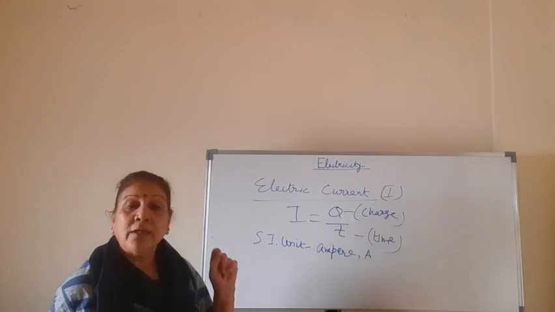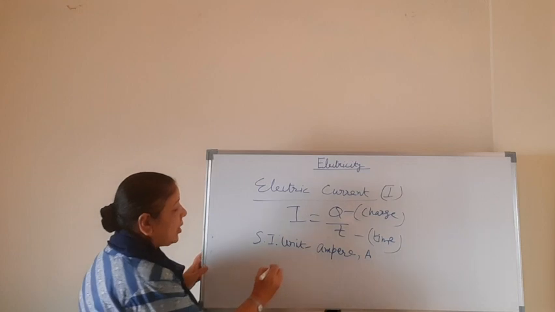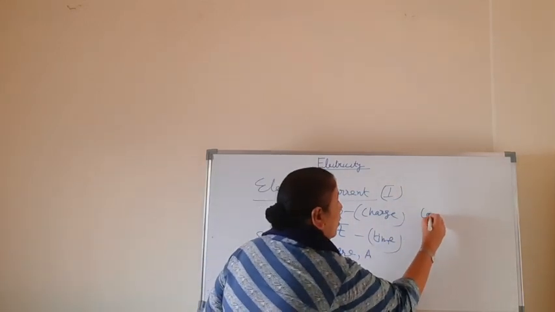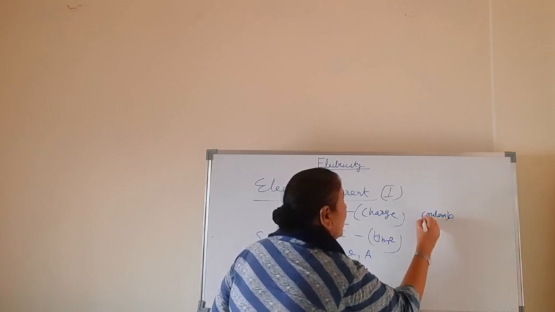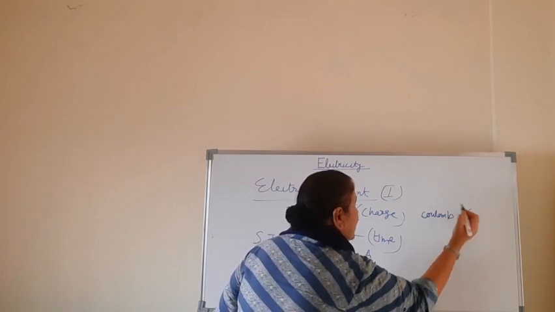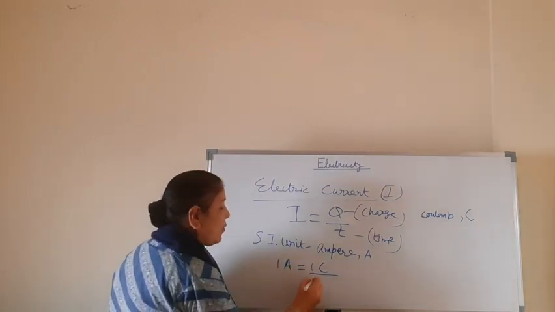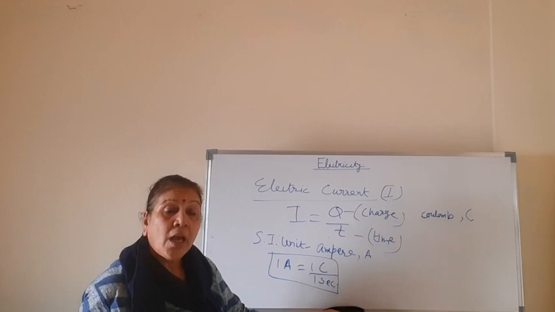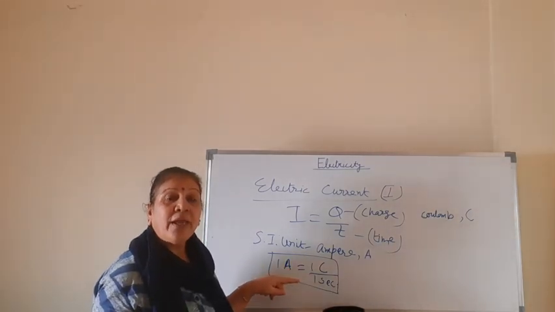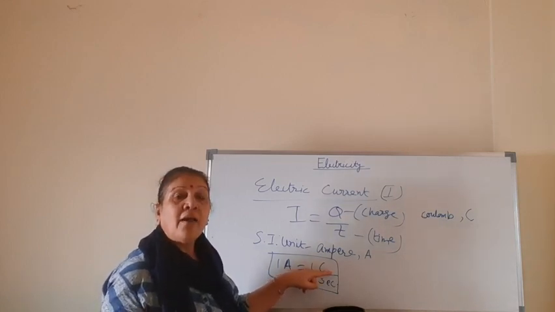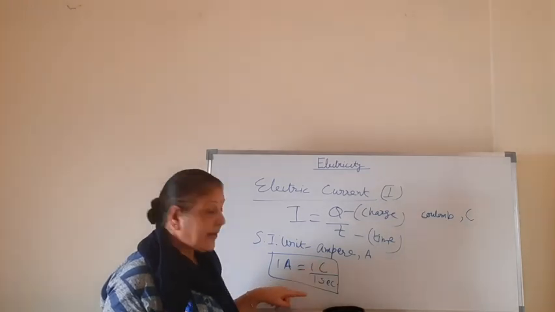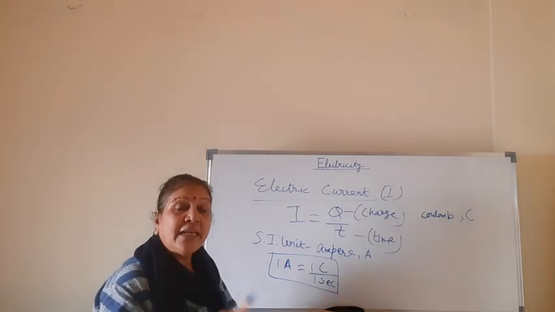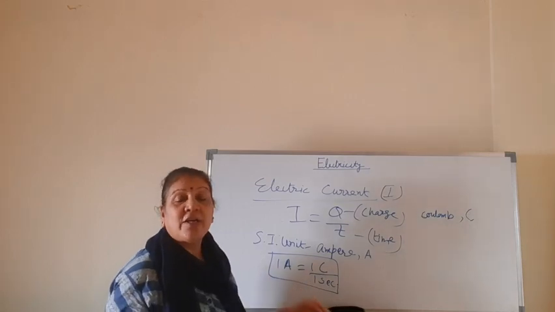I can also give you the unit definition of ampere. For 1 ampere, instead of Q, I can write 1 coulomb, because the unit of charge is coulomb, or simply capital C, and the time is 1 second. This is called the unit definition of electric current. So 1 ampere is the current flowing in a circuit or conductor where the charge flowing is 1 coulomb and the time it flows is 1 second. When a charge of 1 coulomb flows in a circuit for 1 second, the electric current is said to be 1 ampere.